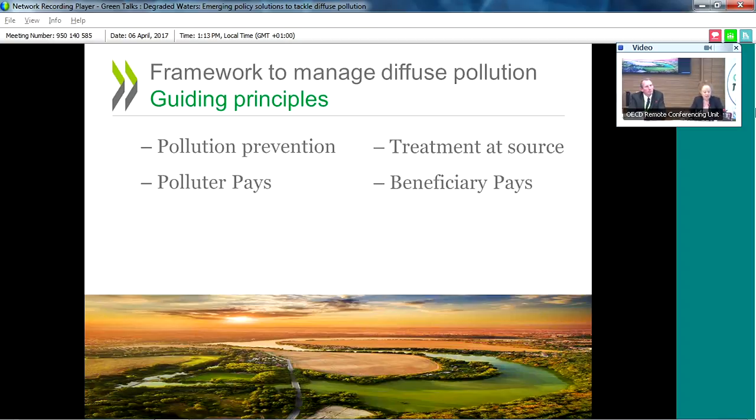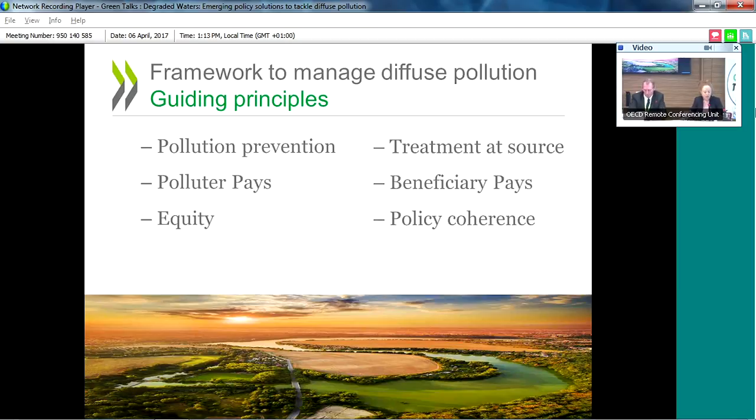The beneficiary pays principle requires those who benefit from water quality improvements to pay for the costs incurred to do so. For example, payment for ecosystem services schemes. Polluters should first comply with baseline regulations before payments are made to ensure additionality and prevent polluters being rewarded. Equity should be considered with regards to who the costs and benefits of policy reform fall upon and the needs of future generations.